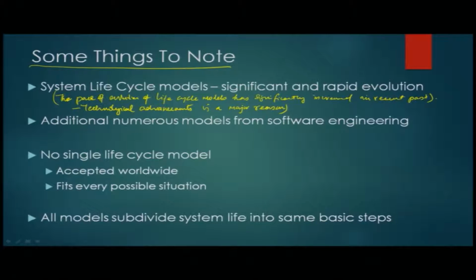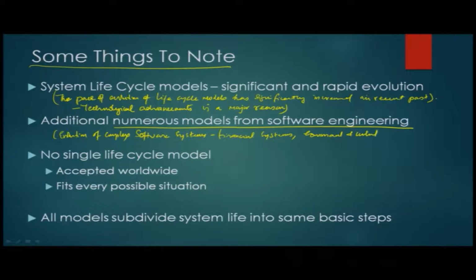The next major reason is the numerous models from the software engineering, or evolution of complex software systems. Some of them are financial systems, command and control systems, etcetera. So, such complex software systems have resulted in proposing numerous models, and these models also have been added into the systems engineering. So, the systems engineering life cycle models have seen a drastic set of change in the previous decades due to technological advancements as well as the evolution of complex software systems.